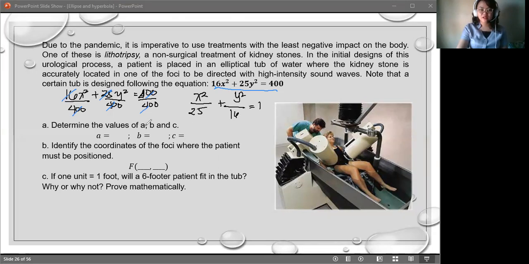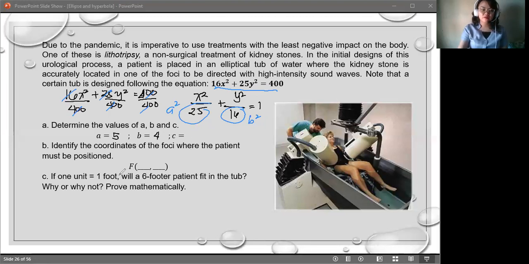Let's identify the values of a, b, and c. We have case 1 here because x² has a larger denominator. That means 25 is the value for a² and 16 is the value for b². Let's answer this. a now is the square root of 25, which is just 5. b is the square root of 16, which is just 4.